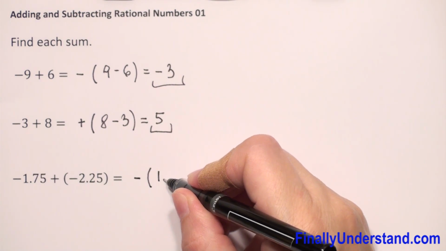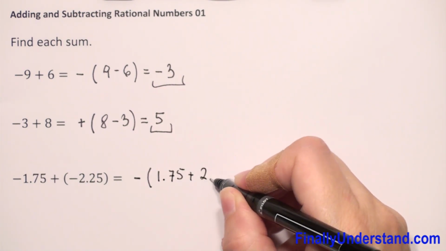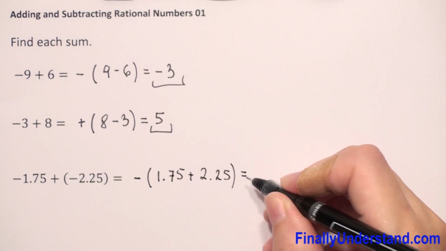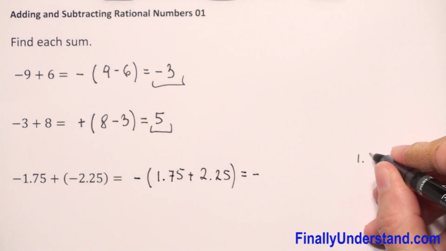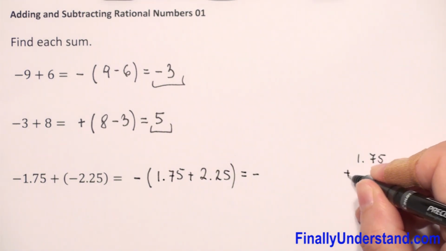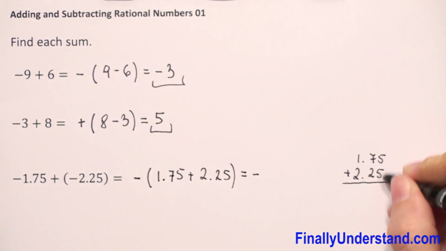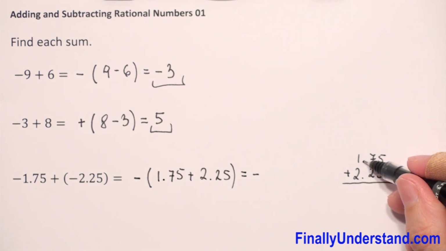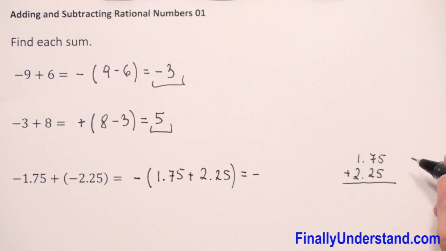So we have 1.75 plus 2.25. So this is equal. The negative sign we have to copy, and we can add 1.75 plus 2.25. We have to keep everything in the right columns. So hundredths, tenths, the decimal point must be in the same column, and ones in the same column.